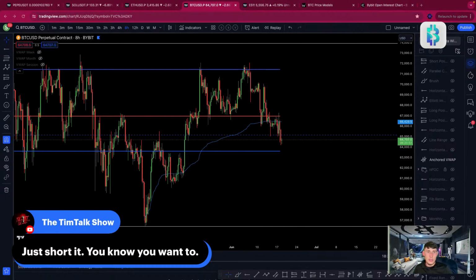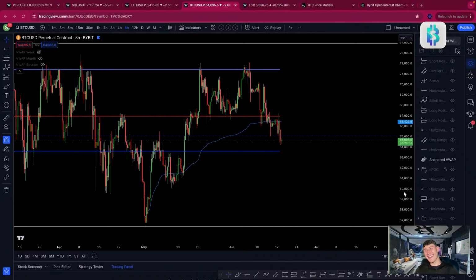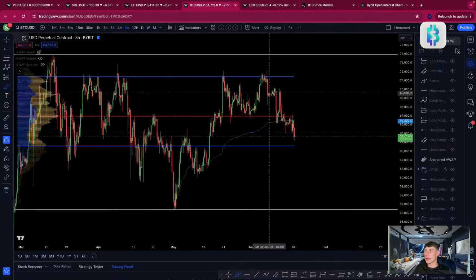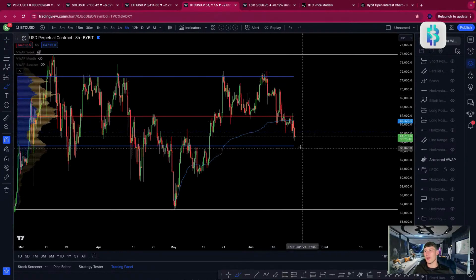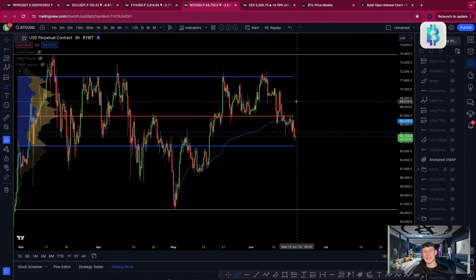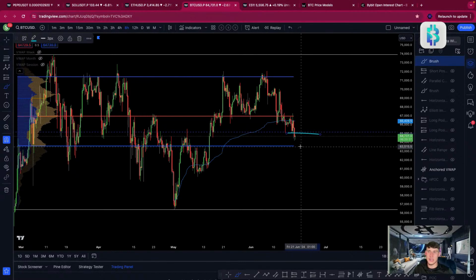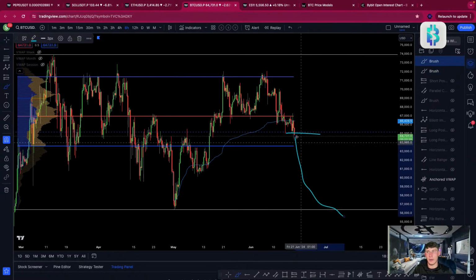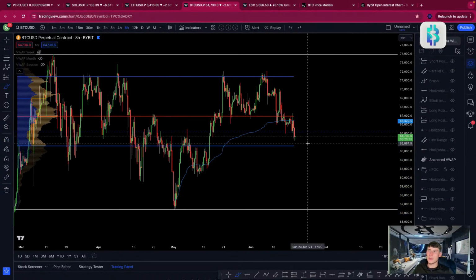Just short it. You know what you want to. Yeah, I know. I want to short it, and I want to be short, but I can't give in to FOMO. Because I understand that when I first got into trading, this is exactly what I would do. I would just enter into a short trade for the sake of it because I thought price was going to come down here, and that's not the way to be trading.